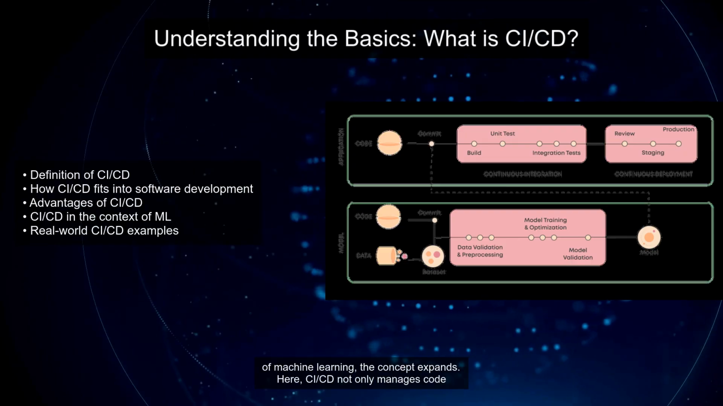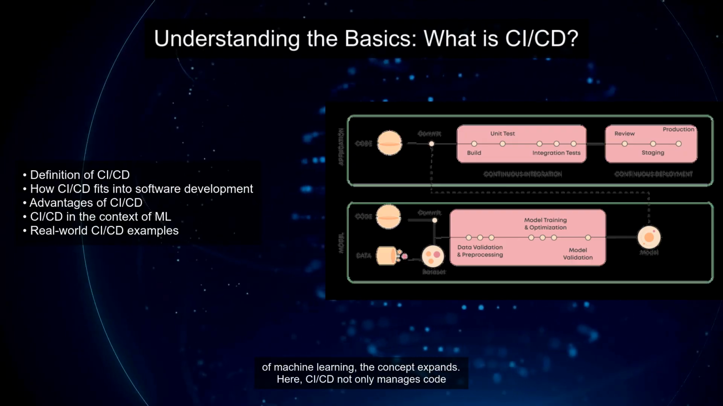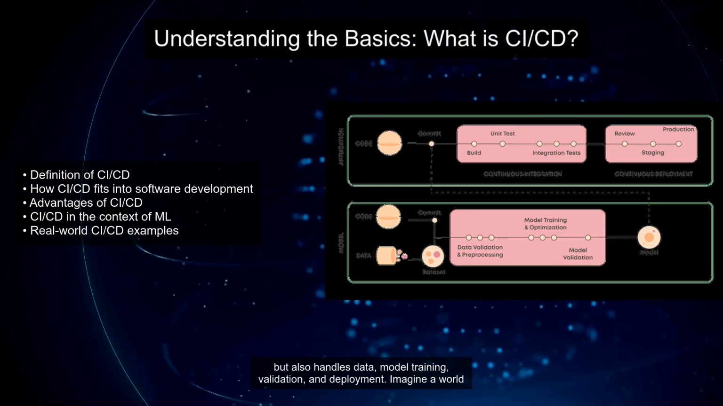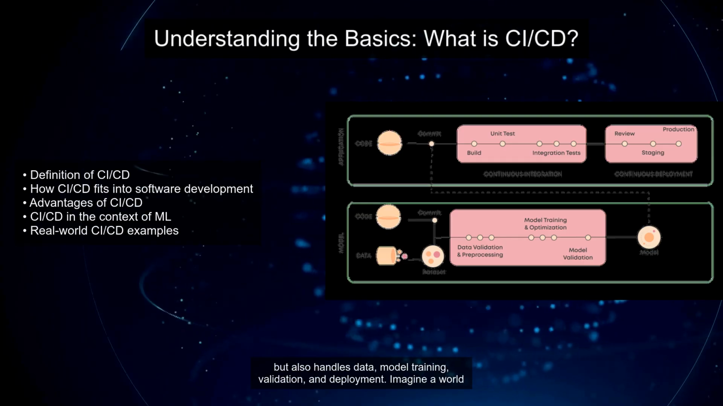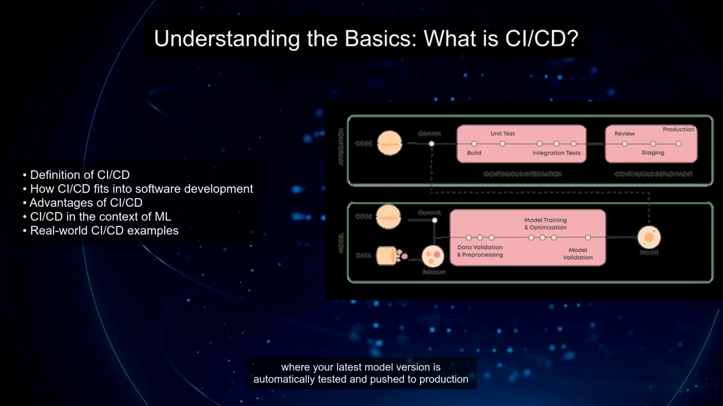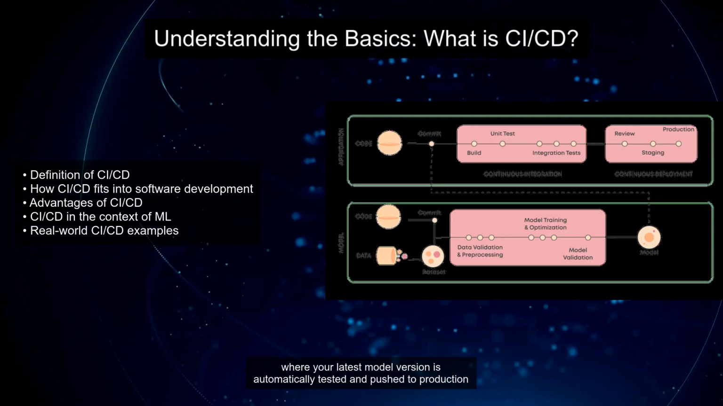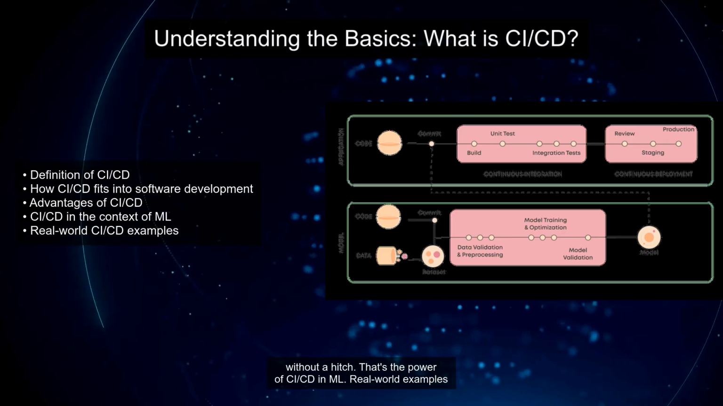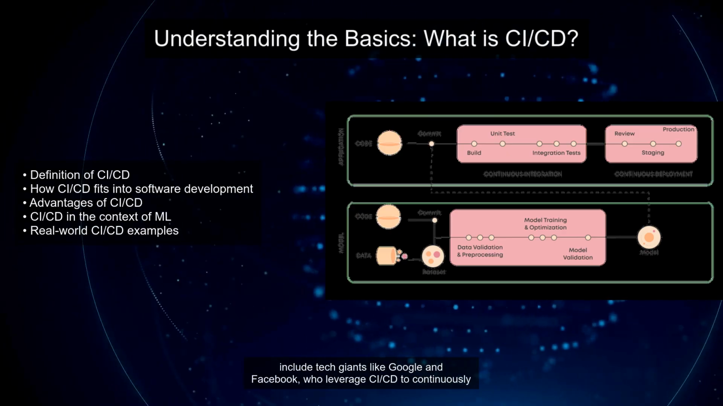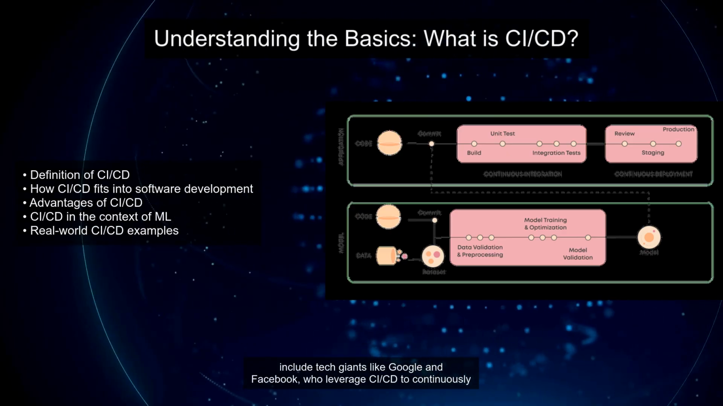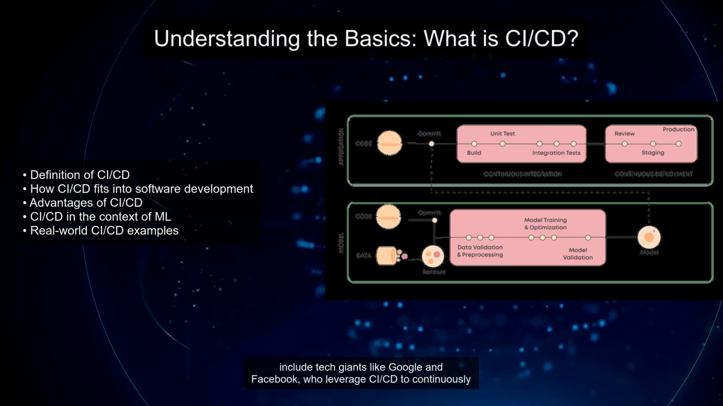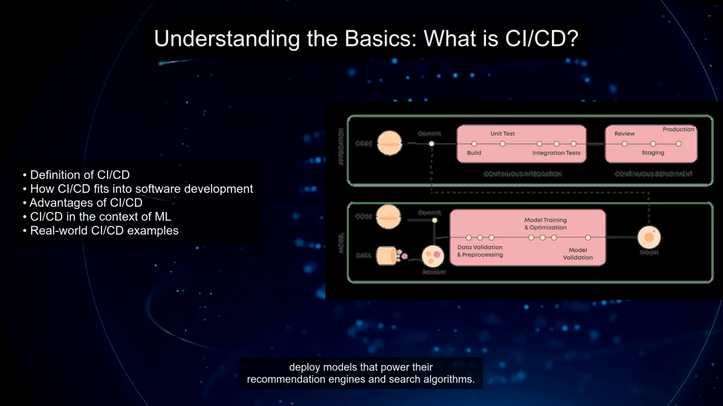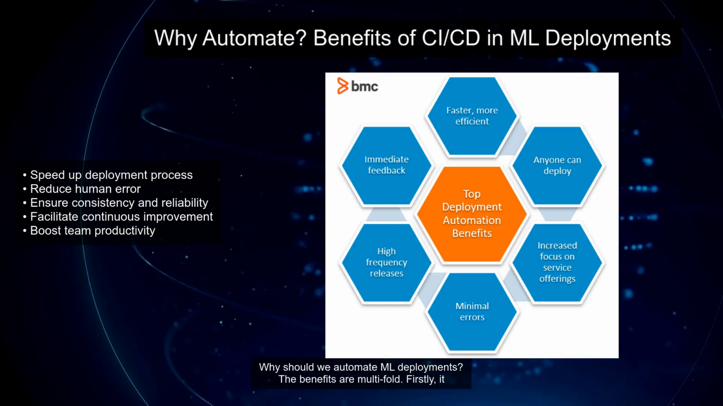Now, when we speak of machine learning, the concept expands. Here, CI/CD not only manages code but also handles data, model training, validation, and deployment. Imagine a world where your latest model version is automatically tested and pushed to production without a hitch. That's the power of CI/CD in ML. Real-world examples include tech giants like Google and Facebook, who leverage CI/CD to continuously deploy models that power their recommendation engines and search algorithms. Why should we automate ML deployments?